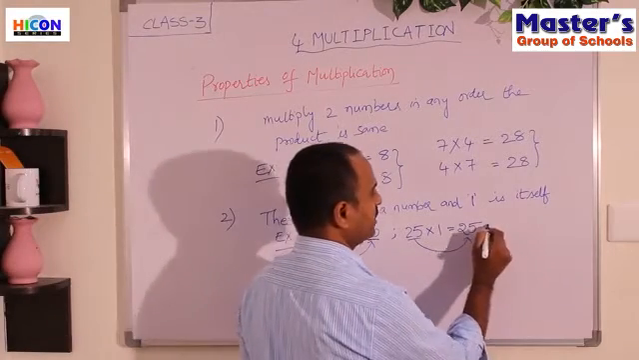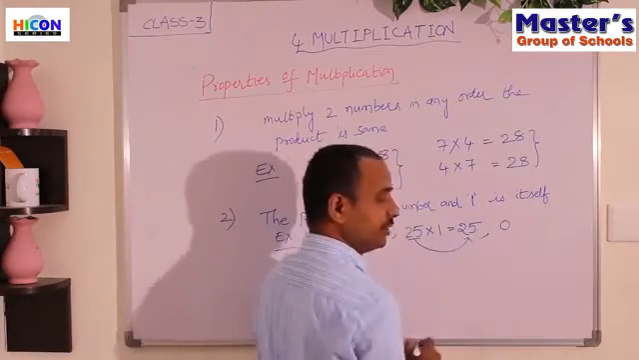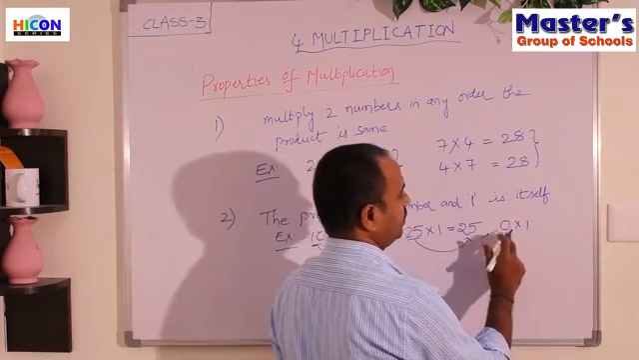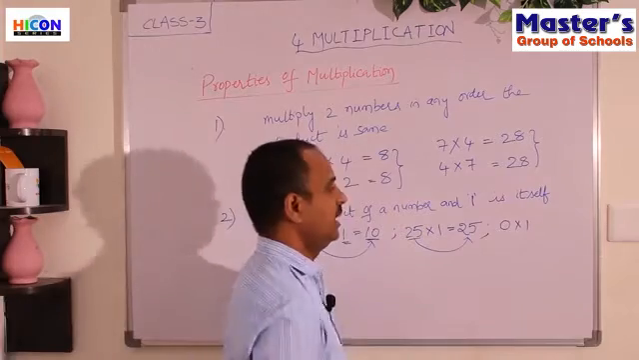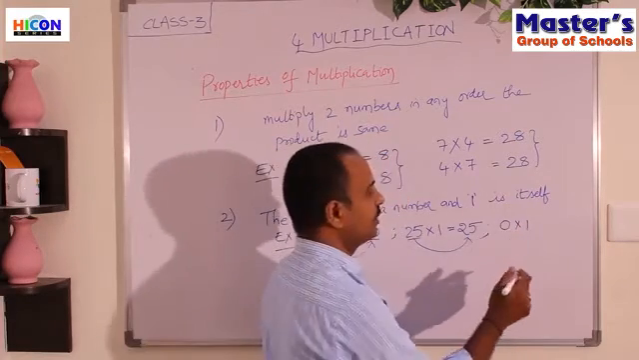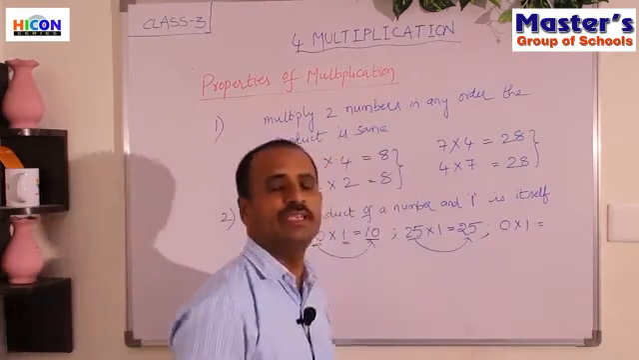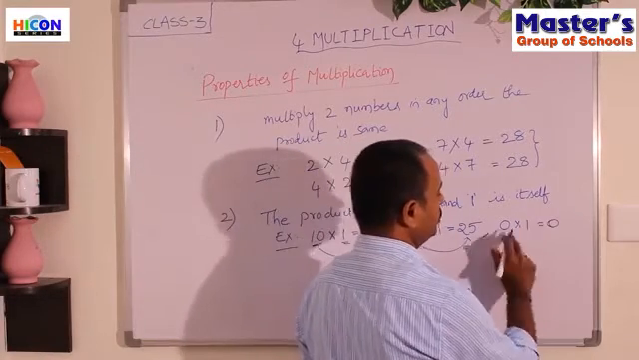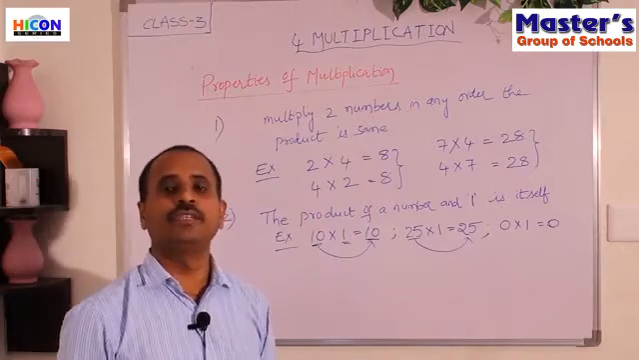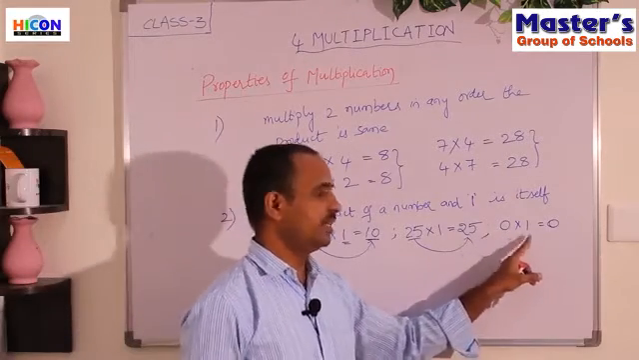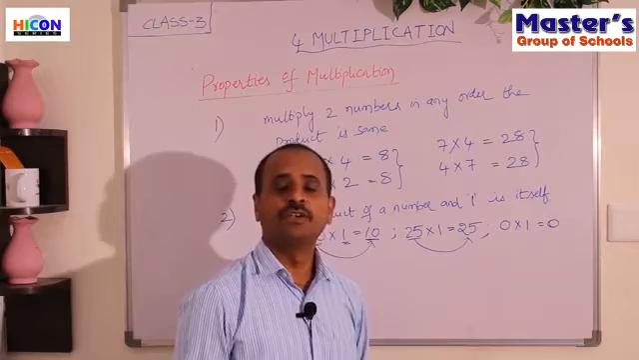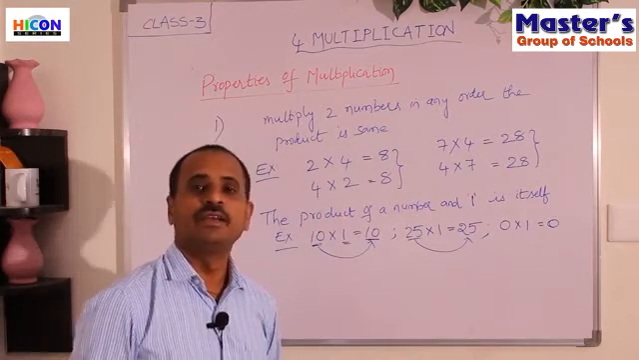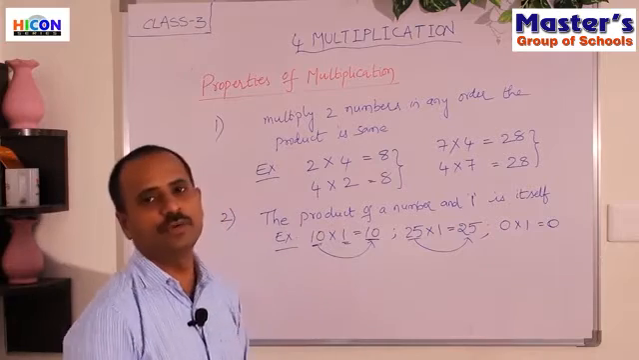Children, I will take another example. For example, I will take 0 and I will multiply 0 with 1. So how much will you get? If you multiply 0 with 1, again you will get 0. Likewise, 0 into 1 is 0, 100 into 1 is 100, 50 into 1 is 50, 20 into 1 is 20. In the same way, if you multiply any number with 1, you will get again the same number. So this is the second property.